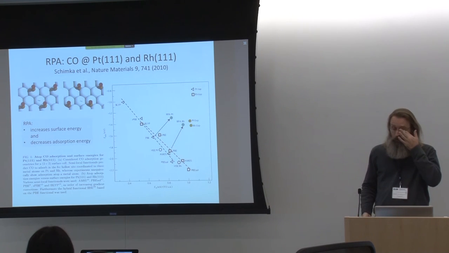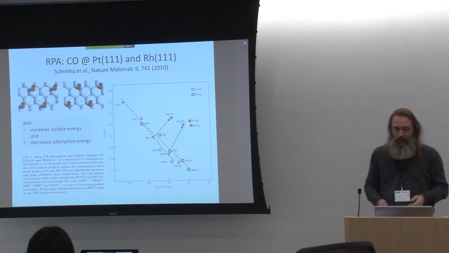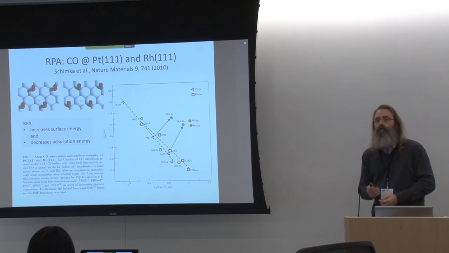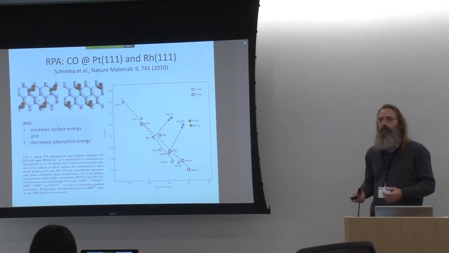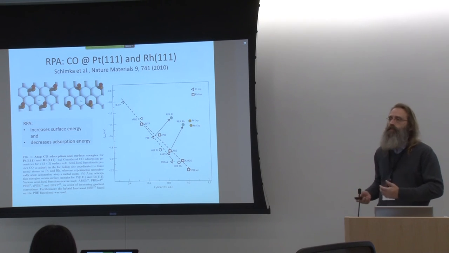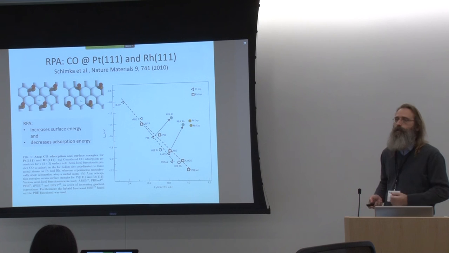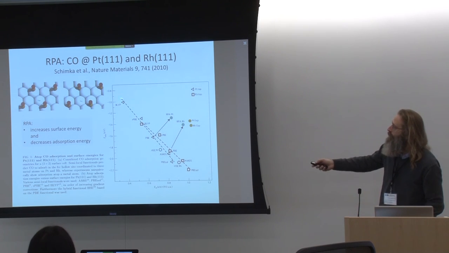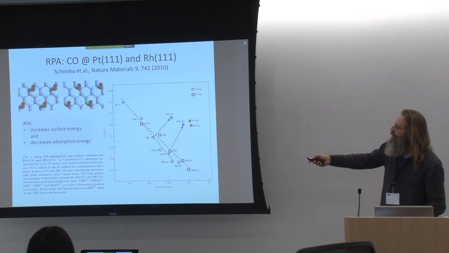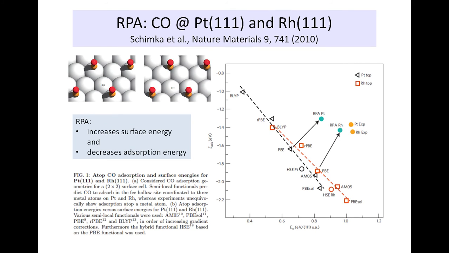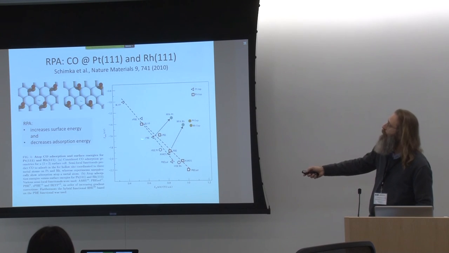That is actually a bit of a strange thing if you think about it. Intuitively you wouldn't expect this, because a too small surface energy means that the surface is a bit too happy to be a surface, and then it should not be so keen on binding anything. So these are two things that you wouldn't necessarily expect to occur at the same time. And not only this, but going from one functional to another, we see a trade-off between those two effects, and we move along these lines that don't get closer to experiment. If we do this in the random phase approximation, we move away from these lines, break with this, and get actually quite close to experiment.